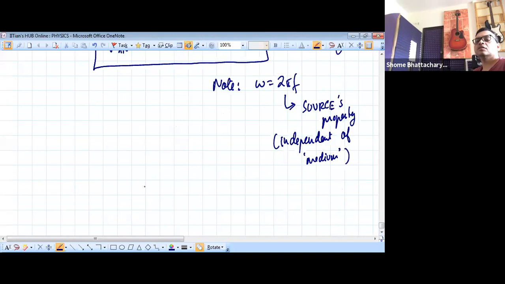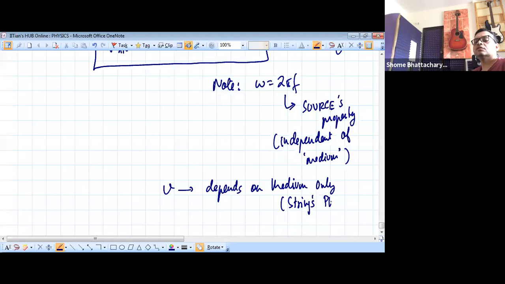It is nothing but the string. But v depends on the medium only. That is, it depends on the string's physical properties, which ones we'll discuss in a moment. It does not depend on the source. So v is independent of the source. It only depends on how the string makes energy propagate from one point to another. So it only depends on the physical properties of the string.